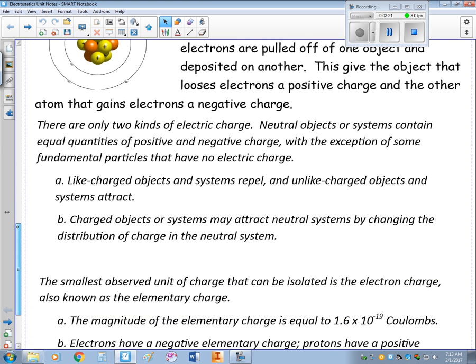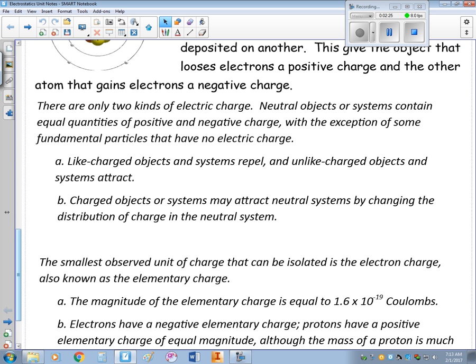Now, for some knowledge here, there are only two kinds of electric charge. A neutral object or a neutral system will contain equal amounts of positive and negative charges. The exception: some fundamental particles will have no electric charge. Like charged objects and systems will repel, so positive repels positive, negative repels negative. Unlike charged objects or systems will attract, so positive attracts negative. Charged objects or systems may attract neutral systems by changing the distribution of charge on the neutral system. We'll talk about letter B pretty soon.